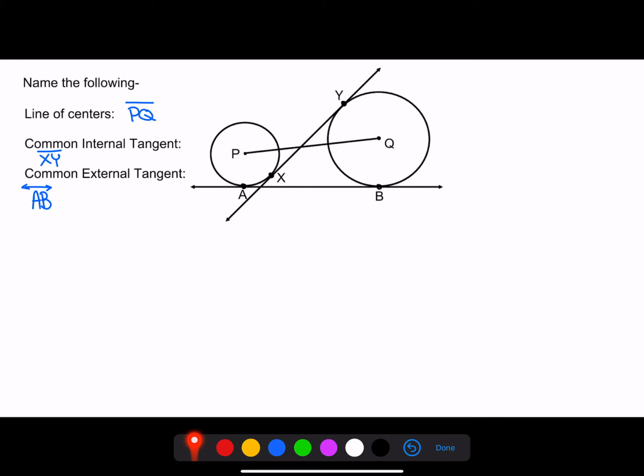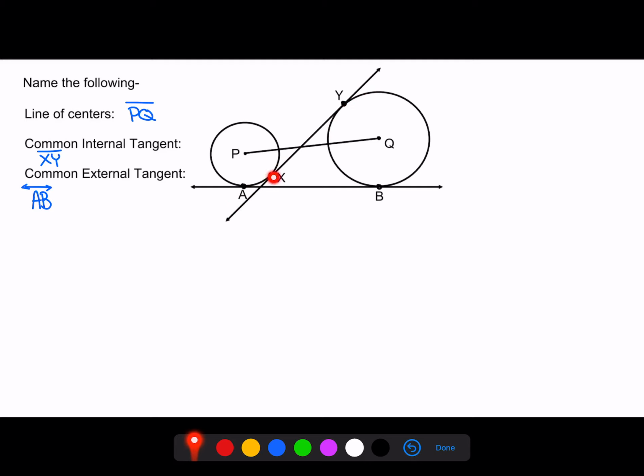All right, let's go ahead and figure this one out. First, name the following. So, line of centers. Well, we have this line here going from the center of a circle to the center of a circle. So segment PQ would actually be our line of centers. Common internal tangent. Well, if it's internal, that means that's inside. So it's going to be in between these two circles. So XY is our common internal tangent.